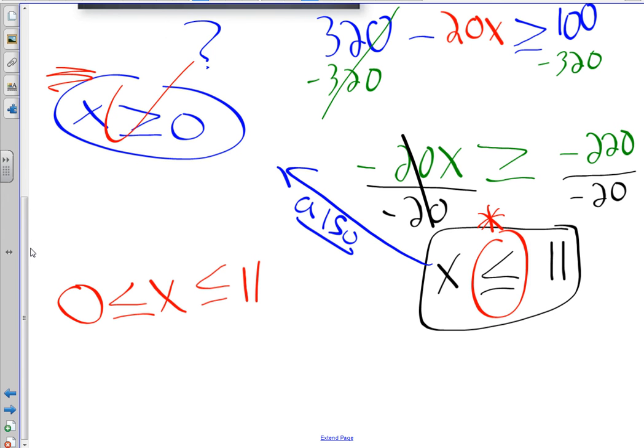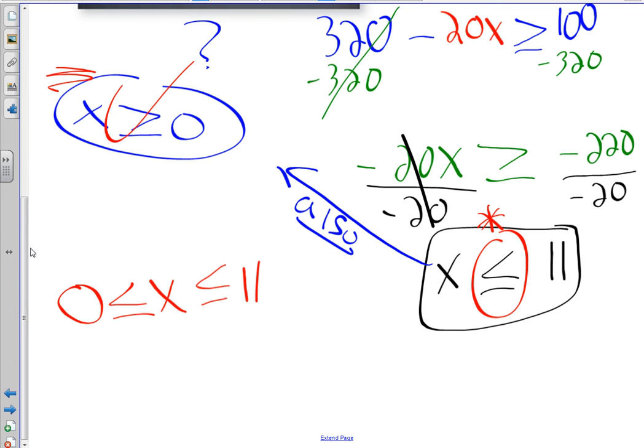Okay, so 3. So let's put 3 in here and just think about this for a minute. We put in 3. 0 is less than or equal to 3. Is that true? Yes. Okay. 3 is less than or equal to 11. Is that true? Yes. Okay, so this is called a compound inequality. This is soon to be our topic of discussion.